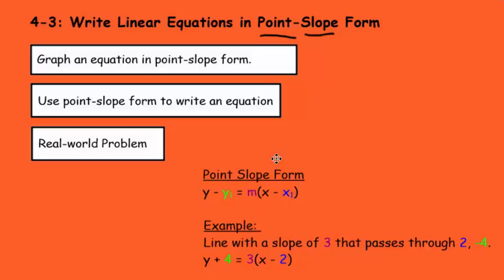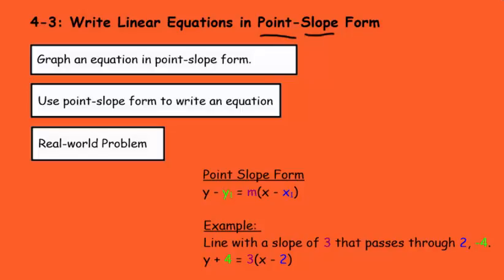Point-slope form is shown by this equation down here. It's y minus a point of y equals the slope times x minus the point of x. Or another way of saying this is the difference between two y points will equal the slope times the difference of two x points.